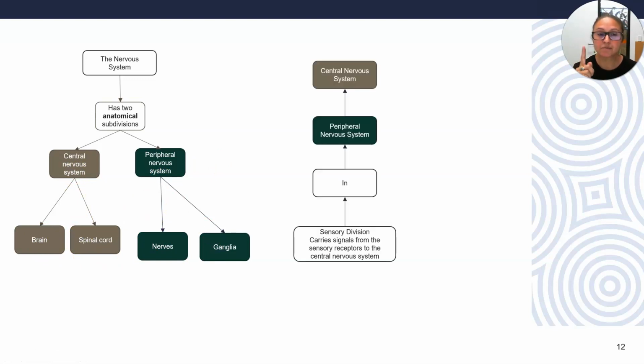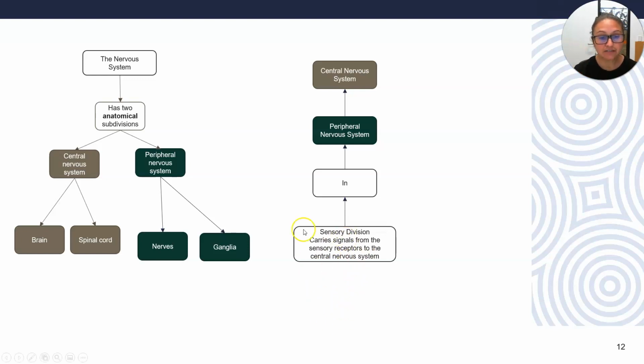But the nervous system also has a functional classification, or the nervous system is divided up into two functional areas. So we can divide the nervous system based on anatomy, and then we can divide the nervous system based on function. So this is the functional part. The functional subdivisions of the nervous system, there's two of them. There's a sensory division and a motor division.